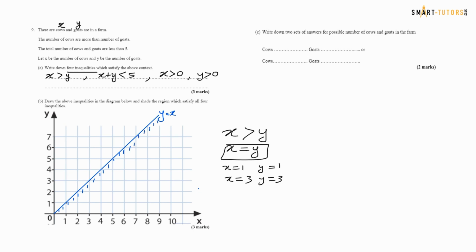Second part, x plus y less than 5. So we need to draw that line, not a curve, a straight line, x plus y equal 5. I'm going to use the technique: x equals 0. What will happen? y equal 5. Then y equals 0, you get x equal 5. So the points are 0, 5 and 5, 0. This is the next line.